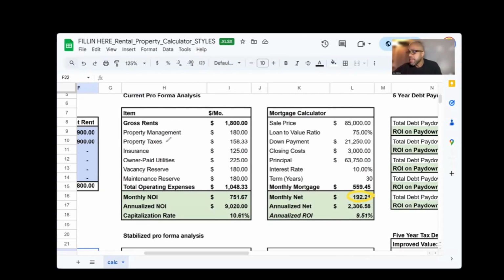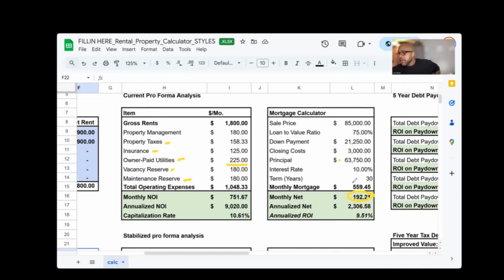Just figure out the taxes, what insurance is, how much. I put owner paid utilities, I put 225. That number might be lower. Vacancy reserve is 180 a month. Depends on how strong the market is. It might go down to 5%. And maintenance reserve, definitely leave that the same. If you don't have a problem getting tenants, then your vacancy might go lower. But if you keep those numbers, everything else here is the same.